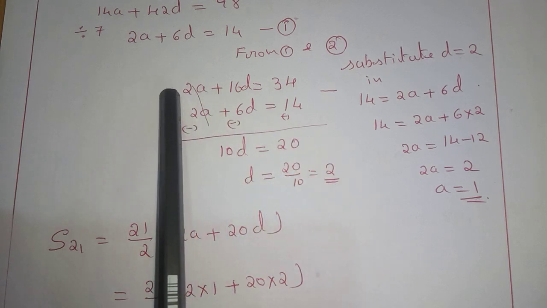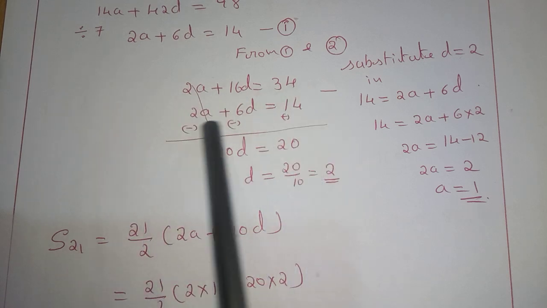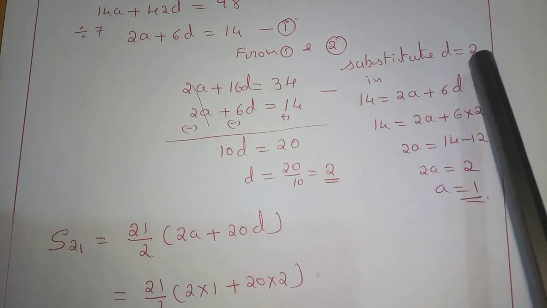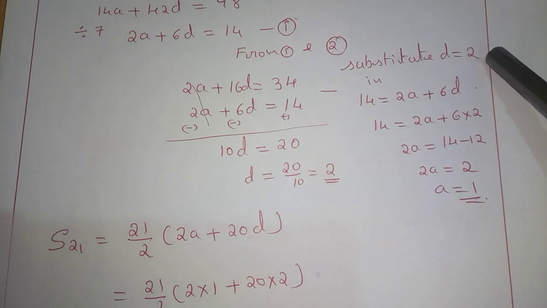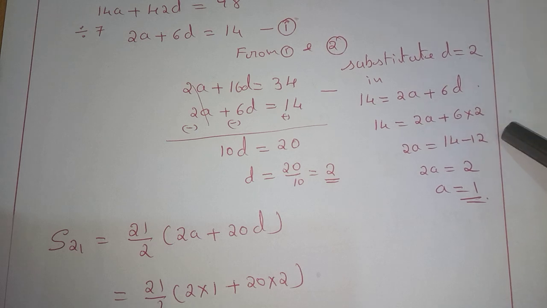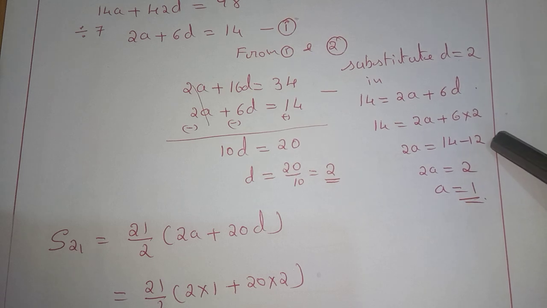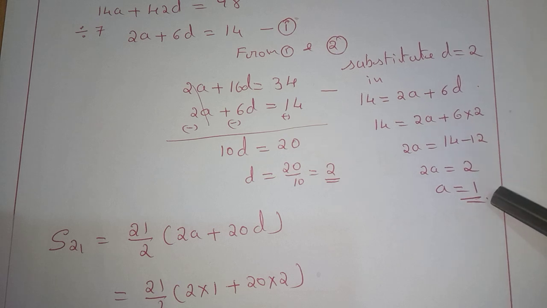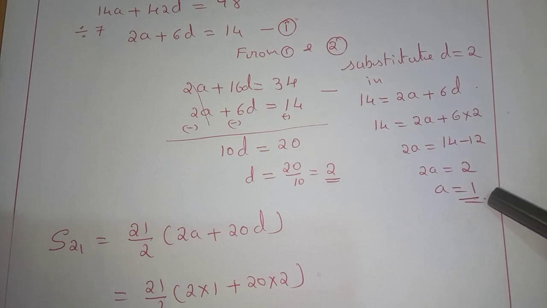Then you can substitute in first equation or second equation. I will take the first equation. 2a plus 6d is equal to 14. In place of d, how much do I have to write? 2. 14 is equal to 2a plus 6 into 2. 2a is equal to 14 minus 12. 2a is equal to 2. a is equal to 1.